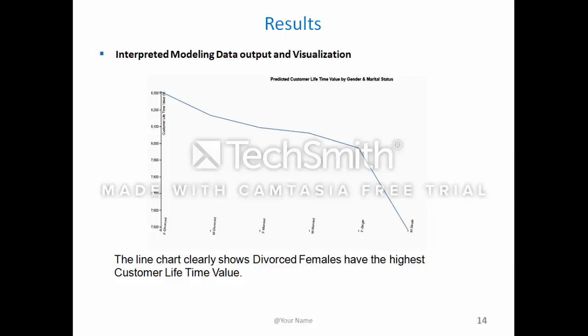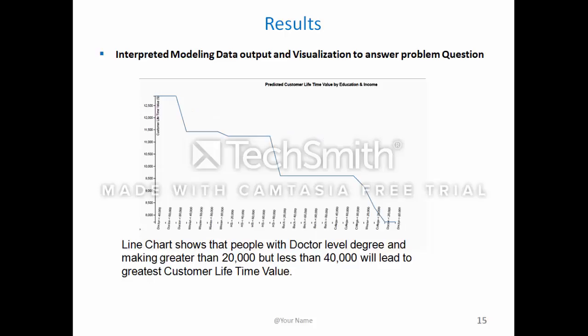When looking at the gender and marital status analysis result, it is clear that divorced females will bring the greatest CLV in future, while single males will bring the least. In this last visualization, doctors making greater than $20,000 but less than $40,000 are being predicted to give larger CLV, while doctors making greater than $80,000 will bring the least CLV.